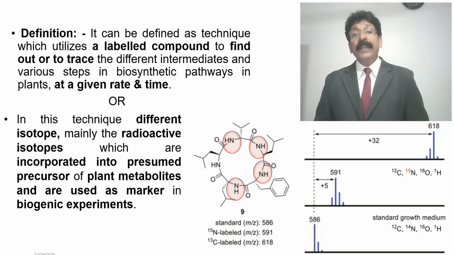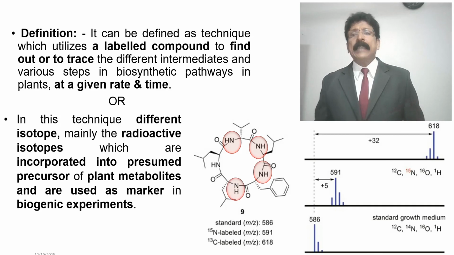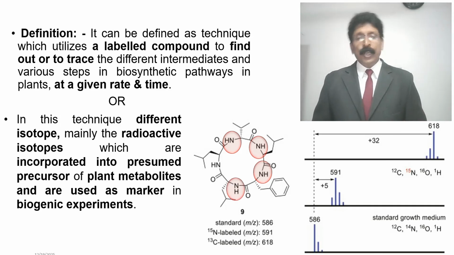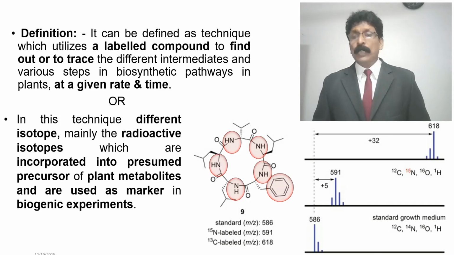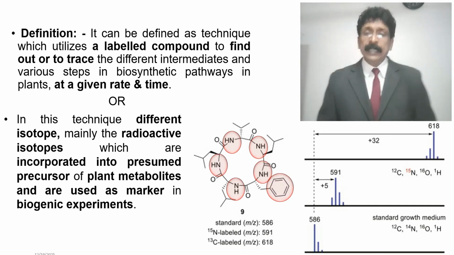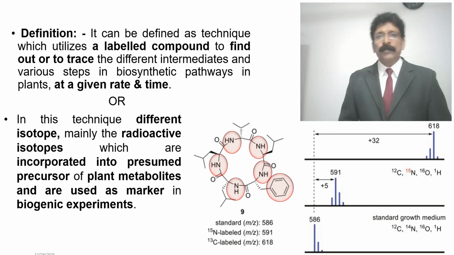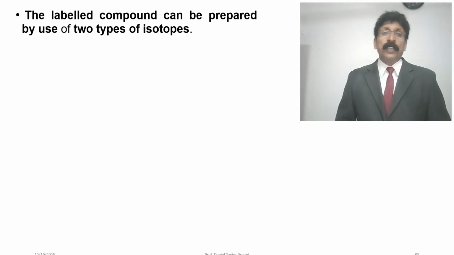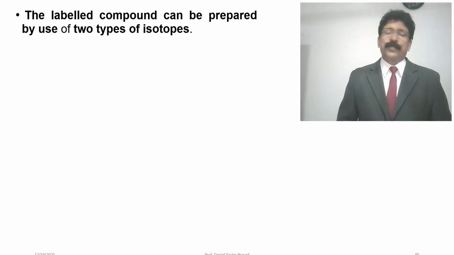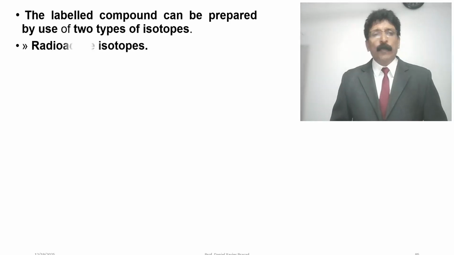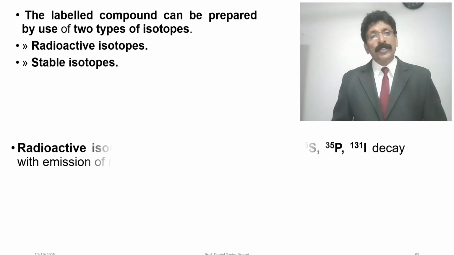And we can see what the product is, what change is happening to this radioisotope element. You can see these aromatic carbon atoms can also be taken into consideration, made into carbon 13 as a radioisotope element. So the labeled compound can be prepared by use of two types of isotopes. How are you going to prepare the labeled compound? There are radioactive isotopes and stable isotopes.